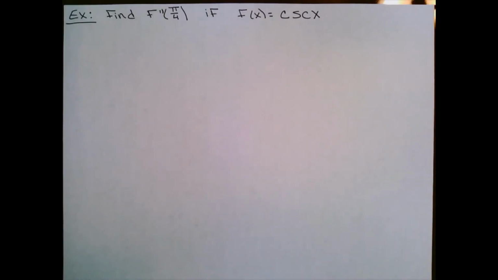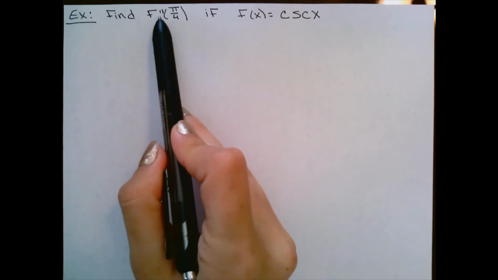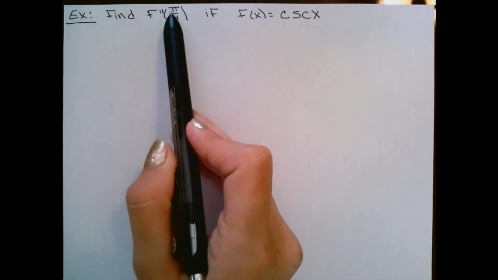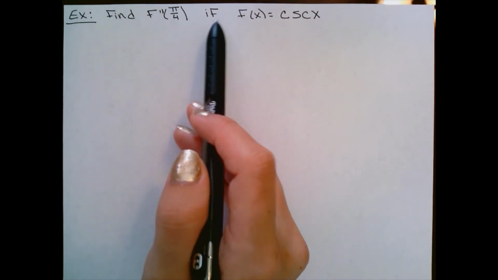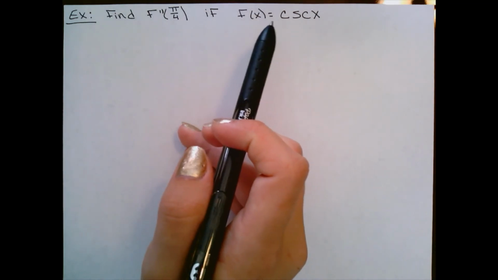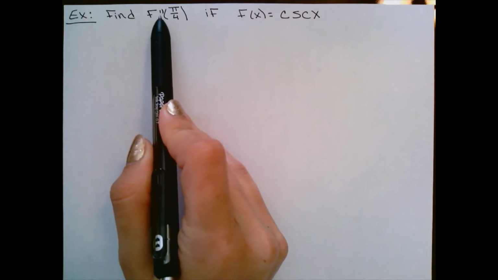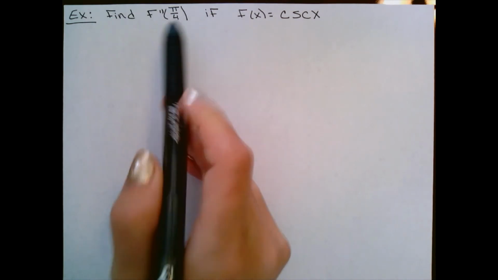All right, for this last question, we're going to step it up a notch and implement different strategies that we've learned. Nothing new though. It says find f double prime, which means the second derivative, at pi over 4 if f of x is cosecant of x. So step one is we're going to have to work on finding the second derivative, okay?